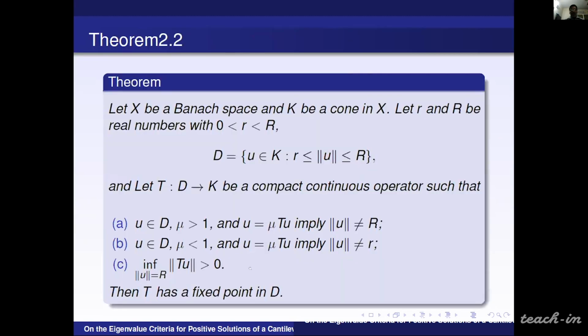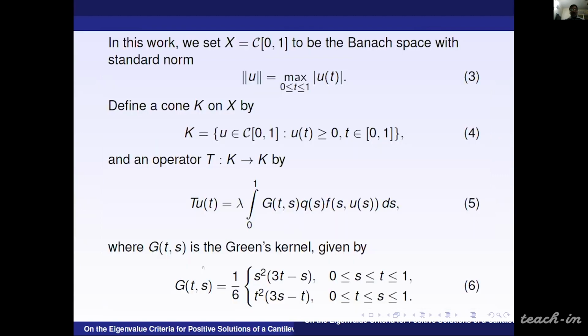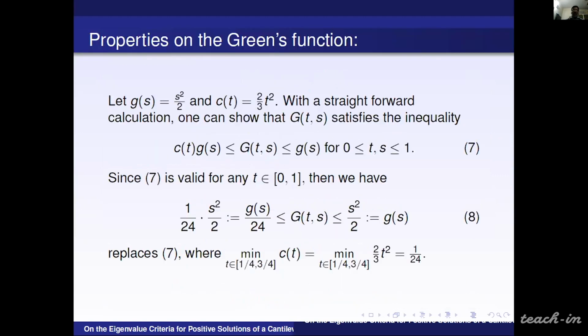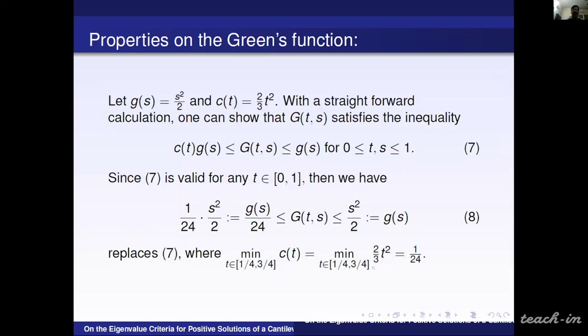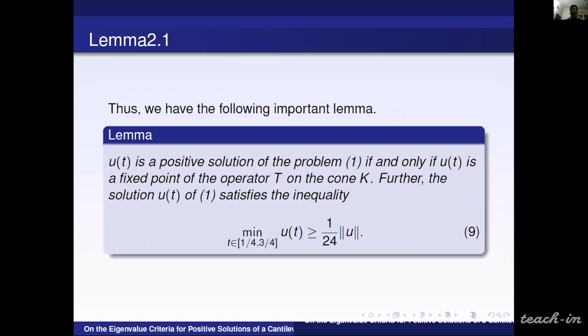So in most of the theorems, we shall be proving the property A and property B, the first property and second property. We will not be going through the third property. So based on this, we will be getting a property something like this. A positive solution of the problem 1, the boundary value problem 1, is a fixed point of the operator T on the cone K, and the converse also holds.